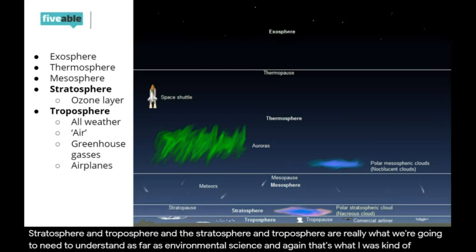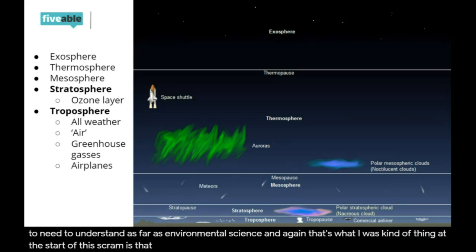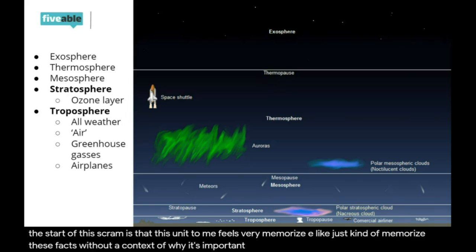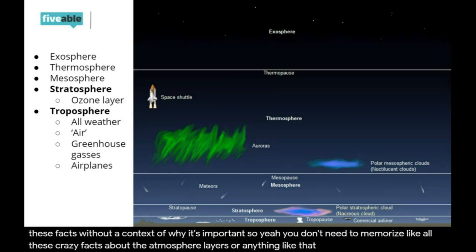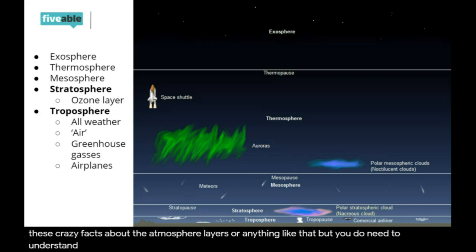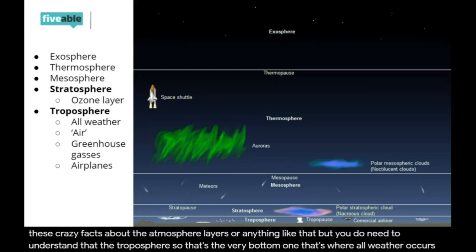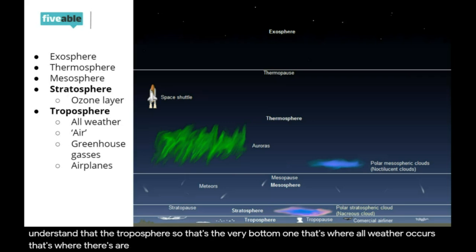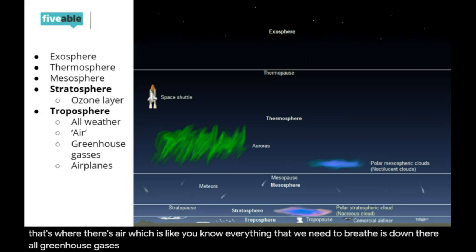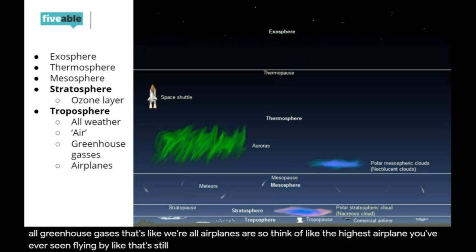And again, that's what I was saying at the start of this cram, is that this unit to me feels very memorize-y, like just memorize these facts without a context of why it's important. So you don't need to memorize all of these crazy facts about the atmosphere layers or anything like that. But you do need to understand that the troposphere, so that's the very bottom one, that's where all weather occurs. That's where there's air, everything that we need to breathe is down there, all greenhouse gases. That's where all airplanes are. So think of the highest airplane you've ever seen flying by, that's still just the troposphere.